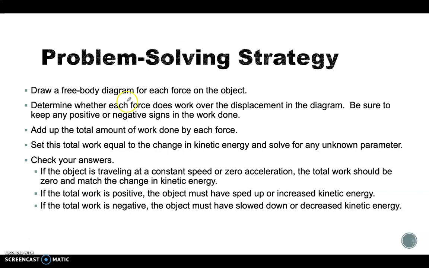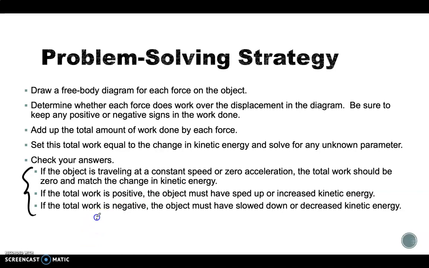Okay, and here's a few things to look out for. So if the object is traveling at a constant speed or zero acceleration, the total work should be 0 and match the change in kinetic energy. Okay. If the total work is positive, the object must have sped up or increased in kinetic energy. If the total work is negative, the object must have slowed down or decreased in kinetic energy.